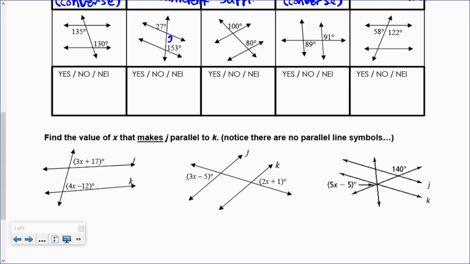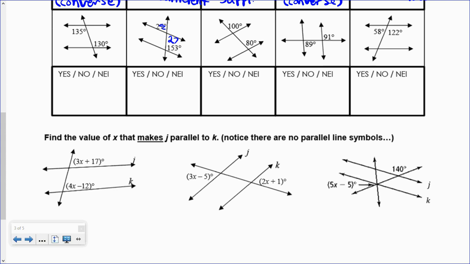Yes. Just like in the solving, if they're not in a relationship, but you can move them using vertical angles, do so. Once you move the 27 or you move the 153 out, doesn't really matter. Now you have consecutive relationship and they do add up to 180. So yes, because consecutive interior or exterior, depending on which way you do it, theorem comes in.